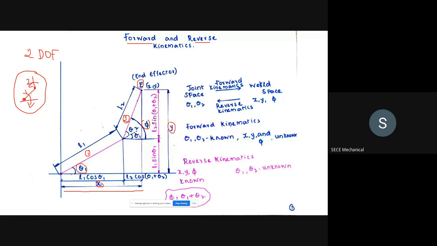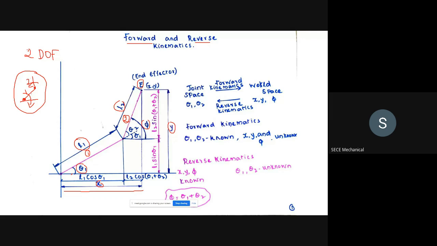So these are the parameters I am going to fix for the 2 degrees of freedom robot, for forward kinematics and for reverse kinematics. I will tell you what is meant by forward and reverse kinematics later. First, I am introducing these characters in the picture. L1 is the length of link 1, and L2 is the length of link 2.